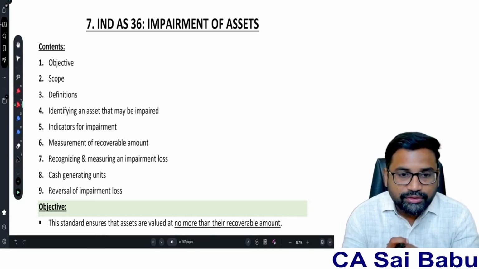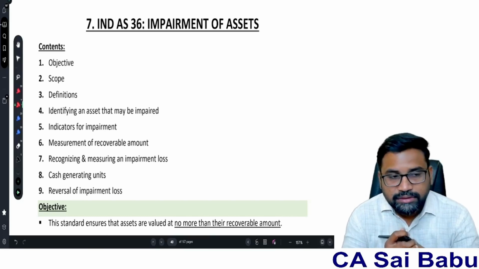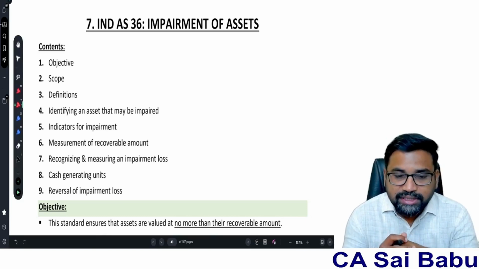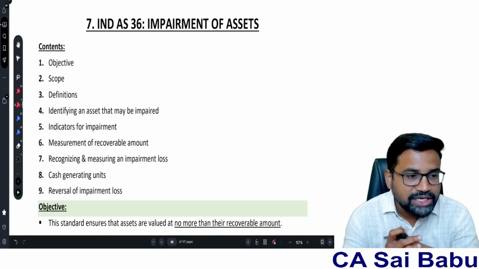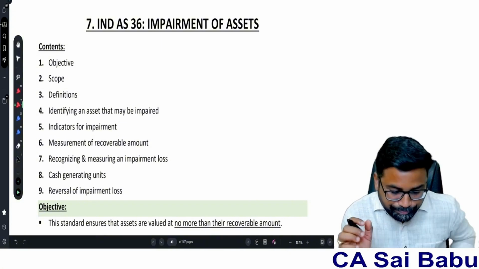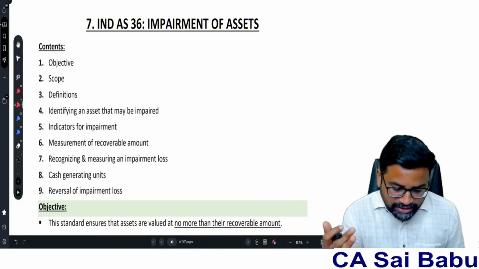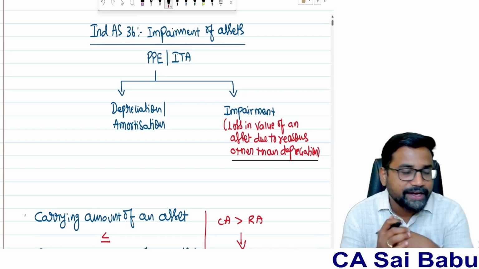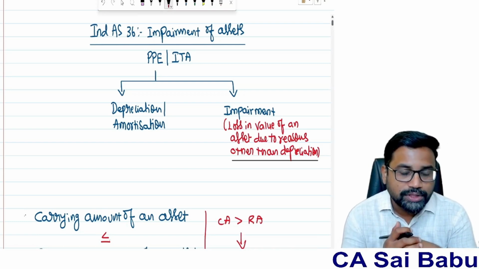In this video, I am going to revise Ind AS 36, Impairment of Assets. Ind AS 36 is one of the very important standards you have in your syllabus. Definitely you can expect one practical question and MCQ from this standard. Now before going into the main thing of Impairment of Assets, let us give you a brief idea about what the standard is all about.